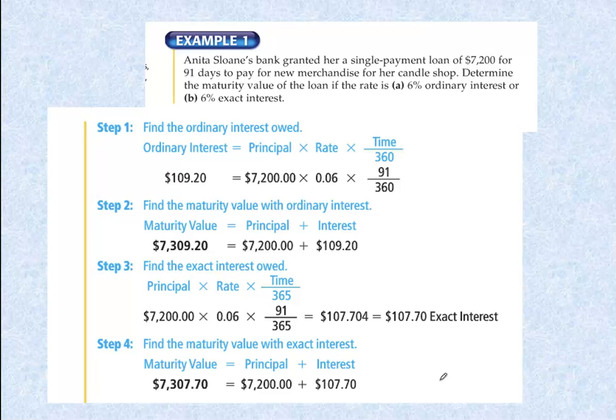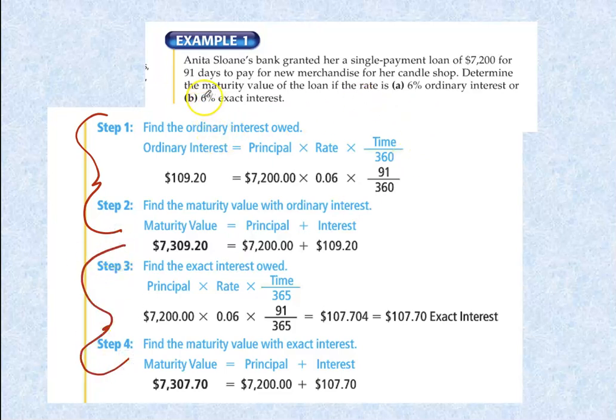So let's look at an example. Anita Sloan's bank granted her a single payment loan of $7,200 for 91 days to pay for new merchandise for her candle shop. Determine the maturity value of the loan if the rate is 6% at ordinary or 6% at exact. On the next page of your notes is this example with these steps.